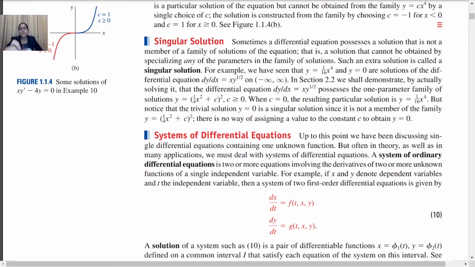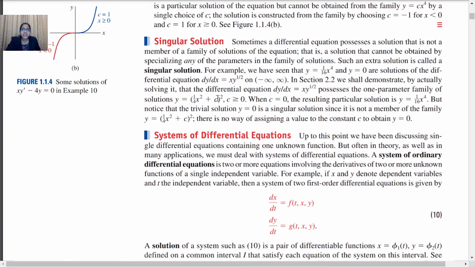So here also we had seen that y is equal to 1 by 16 x raised to 4 was a solution of this differential equation. But when we find the solution, we can find the family of solutions, and that is nothing but y is equal to (1 by 4 x square plus c) whole square. So when I put c as 0, I get (1 by 4 x square) whole square, that is nothing but 1 by 16 x raised to 4. So when c is equal to 0, I get this particular solution.